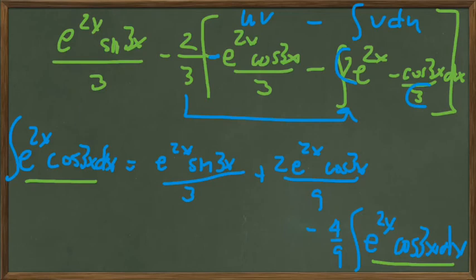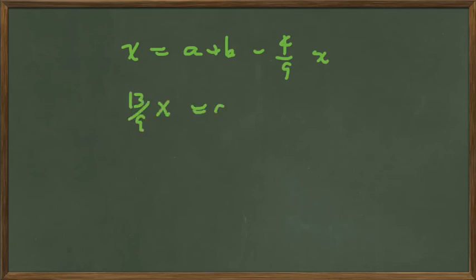Are we going around in circles? Well, if the coefficients of these were the same, yes, we would, or we would get something that's not an equation. But what we're able to do here is notice that what we have is something that looks like this: x equals a plus b minus 4/9 x. And so we can say that 13/9 x equals a plus b, x equals 9/13 a plus b. So that's what we're going to do.